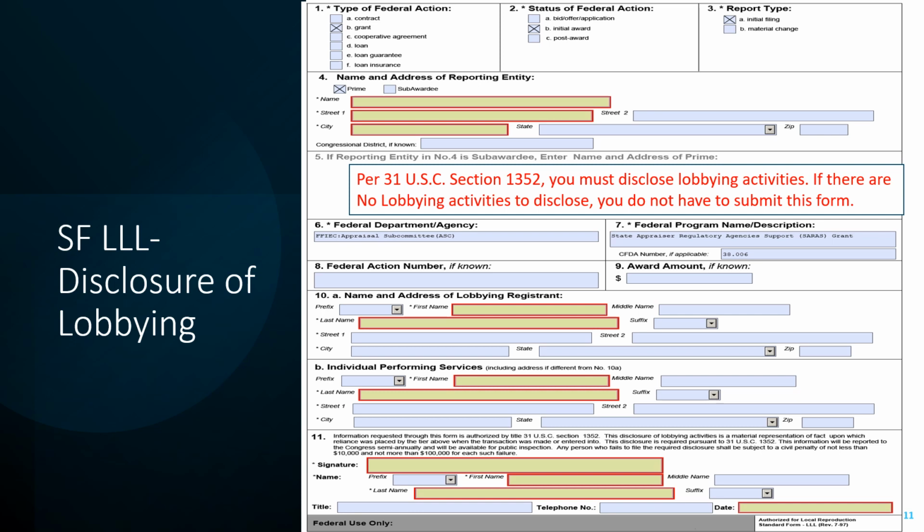For the next form, the SFLLL, or the disclosure of lobbying, this is the notification if your agency is lobbying. You do need to disclose that. You would fill out the form here to disclose the lobbying activities. If there are no lobbying activities to disclose, you do not have to submit this form.